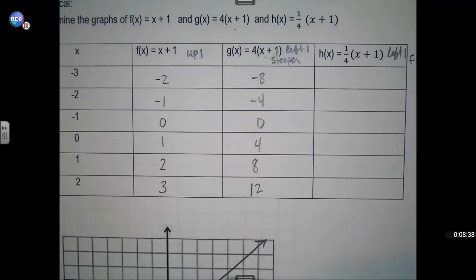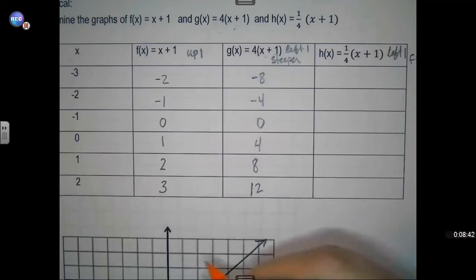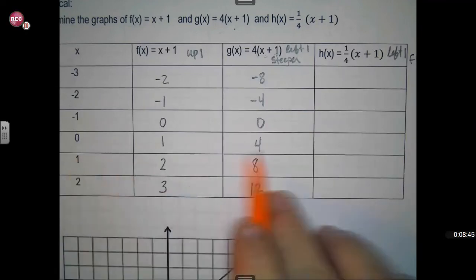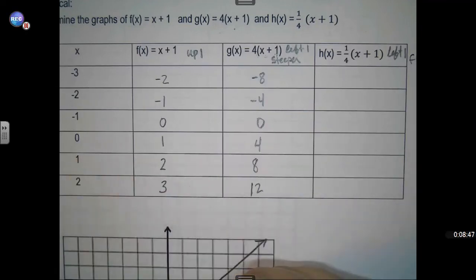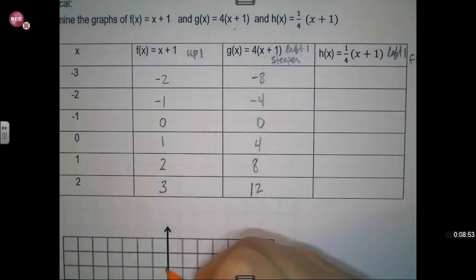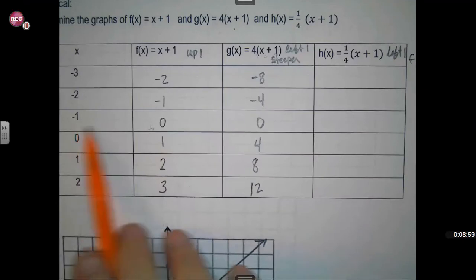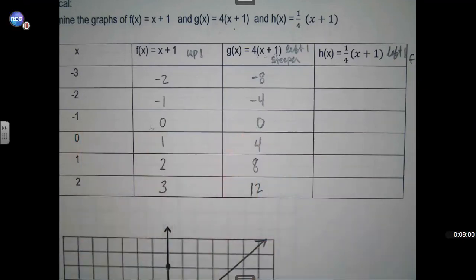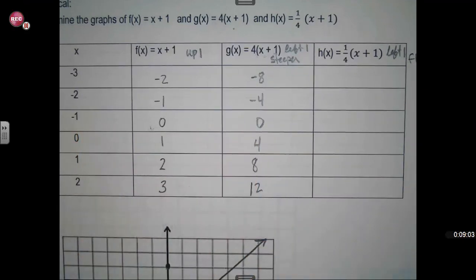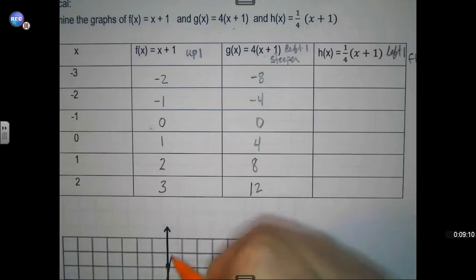-1, 0. Where am I? 0, 4. What's my point at -1? Okay. So this point, this point, this point is what I've got on there.